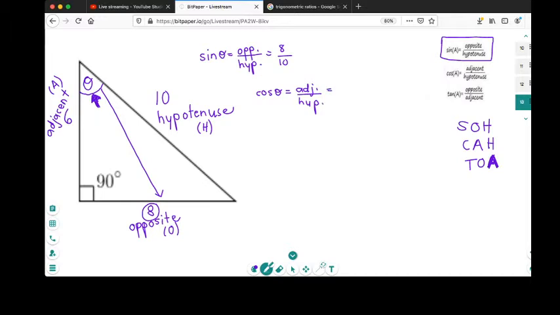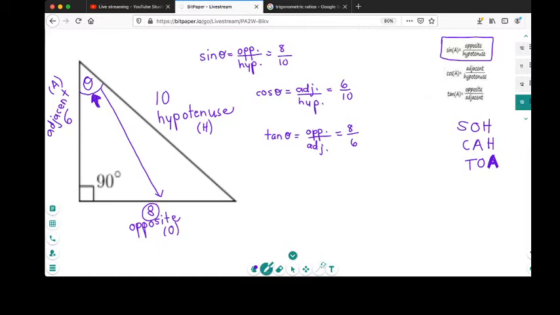And in this particular case, that is going to be 6 over 10. And then we have tan of theta, which is equal to the opposite over the adjacent, which is 8 over 6. Let me write the letters. So opposite over adjacent, which like I said is 8 over 6.